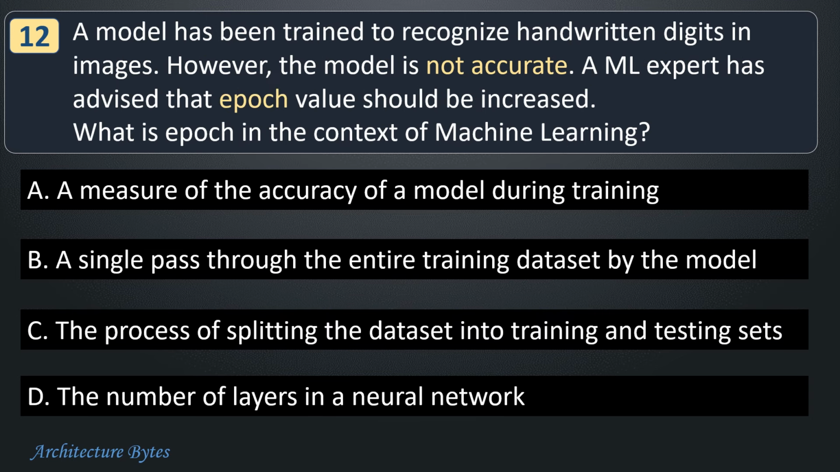A model has been trained to recognize handwritten digits in images. However, the model is not accurate. An ML expert has advised that the epoch value should be increased. What is an epoch in the context of machine learning? Option A, a measure of accuracy of a model during training. Option B, a single pass through the entire training dataset by the model. Option C, the process of splitting the dataset into training and testing sets. Option D, number of layers in a neural network.